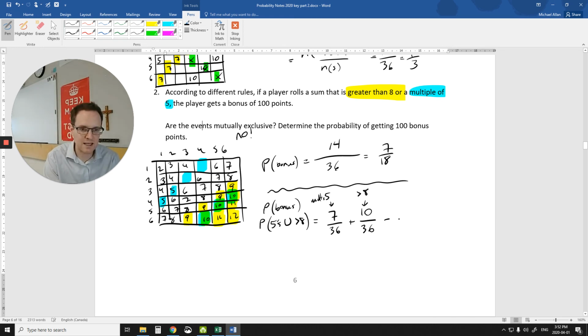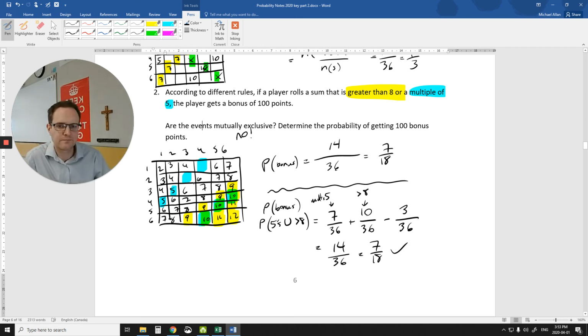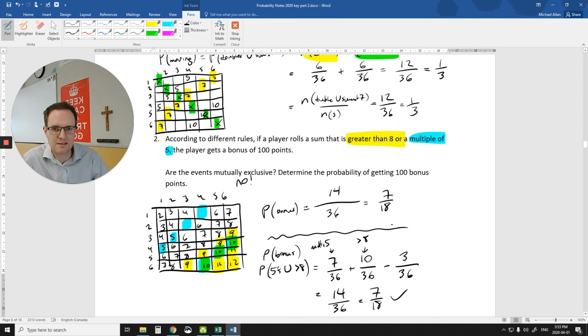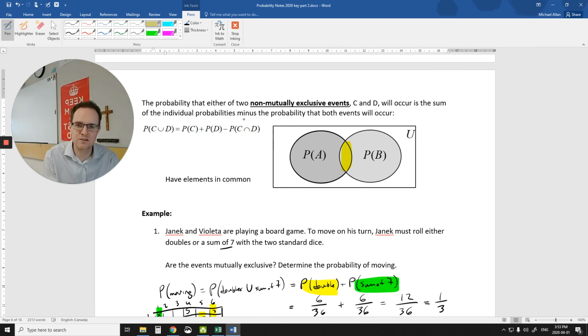Now, we want to subtract out what they have in common because there's 3 of these. By counting the 7 5s here, and these 10s, I've counted these three twice. So I need to subtract out those 3 because I counted them twice. So I subtract them out. I get 14 over 36 again. So 7 over 18. So it works out. So that's what this little minus is for. The minus is to subtract out what they have in common. So subtract out this yellow piece here, right? Because I don't want to count it twice when I add them together. So I need to get rid of one of them.